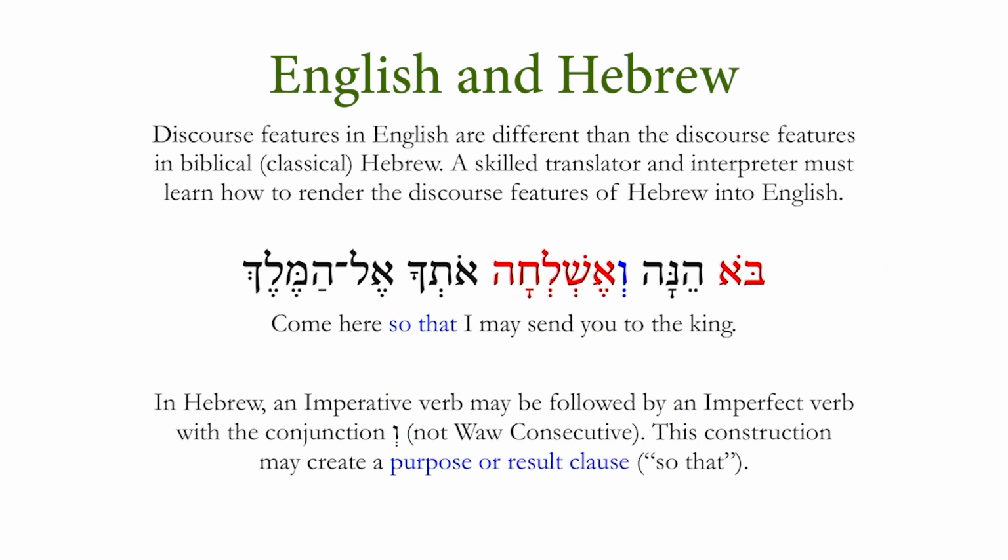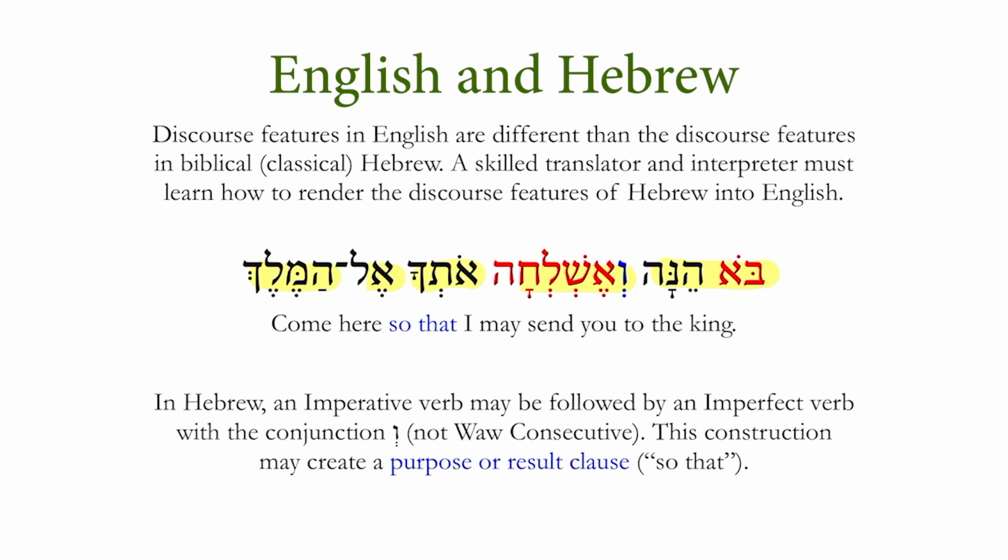Let's look at this example together. First, let's translate it together. Come here, so that I may send you to the king. You'll see we have two verbs connected by the conjunction waw. The two verbs appear in red, bo and eshlacha. The first verb is imperative. The second verb is qal imperfect 1cs.